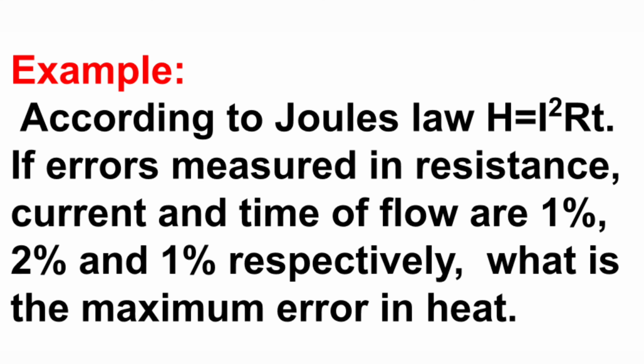Now this is a homework for you guys. According to Joule's law, you've studied Joule's law in 10th standard, H equal to I square RT, where I is current, R is resistance, T is time. And in each of these quantities, pause the video here and read the question. The errors are 1%, 2% and 1% respectively. Then what is the maximum error in heat? So here this is again a combination of rule 2 and rule 3, where the quantities are multiplied and there is a power involved. So the procedure is very similar to the one that we have done. So try out this question guys, and come in the next class.